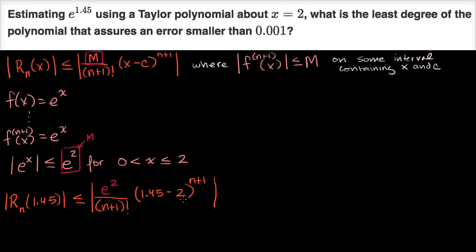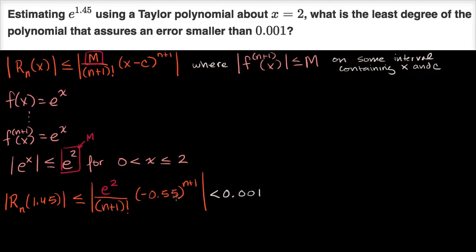Now 1.45 minus 2, that is negative 0.55. So let me just write that. So this is negative 0.55 to the n plus 1th power. And we want to figure out for what n all of this business is going to be less than 0.001. Well, let's do a little bit of algebraic manipulation here. The e squared is going to be positive. N plus 1 factorial is going to be positive.